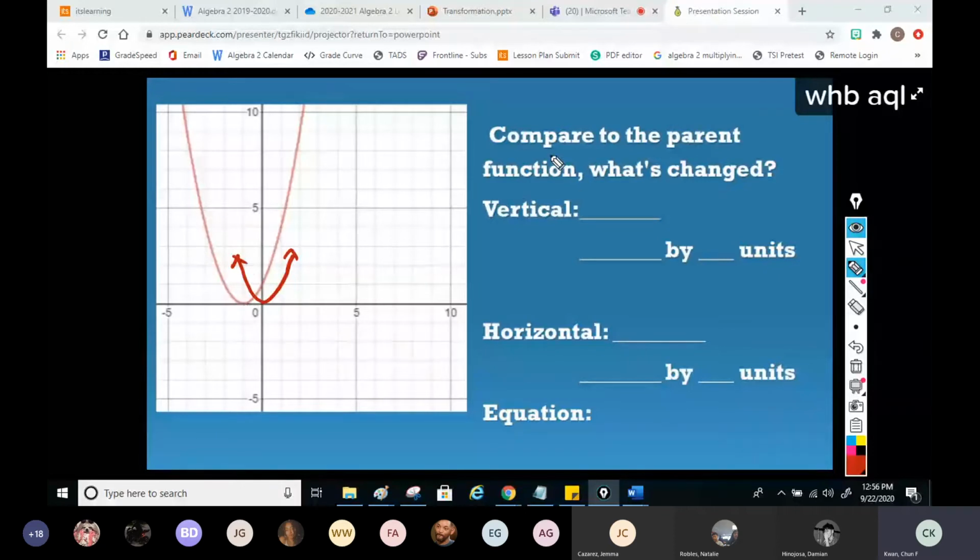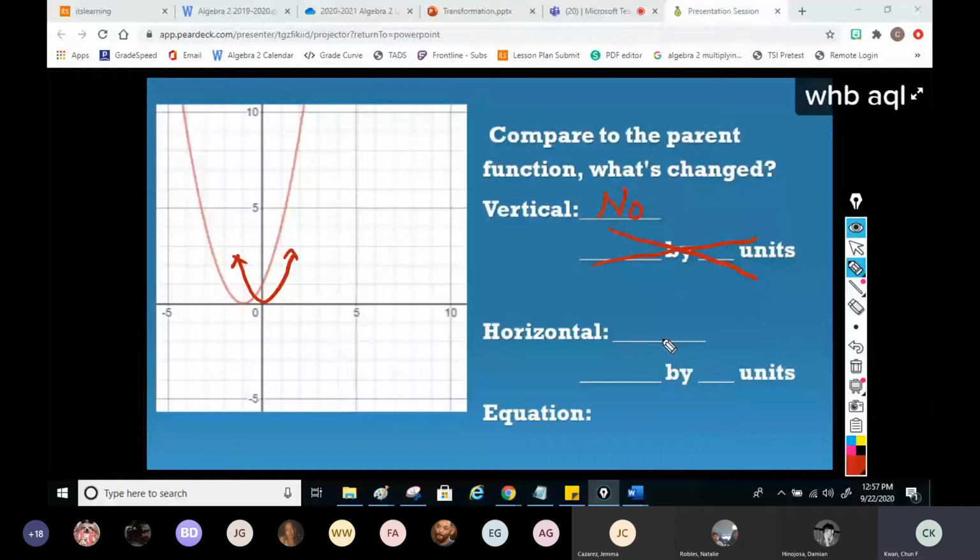And now I want you guys to compare to the parent function what's changed, okay? What's changed? So let's take a look. So the new graph, did it move up or down? The answer is nope. There is no vertical movement. It has not moved up or down. So no vertical movement, which means you don't have to worry about this part, okay? You don't have to worry about this part because there is no movement.